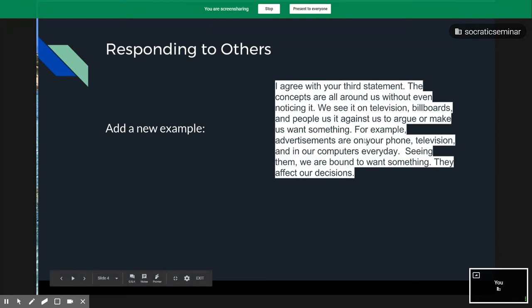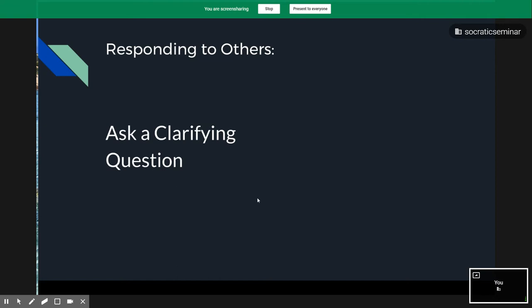That "for example" phrase is so important, especially when it's on these discussion boards. And try and add it from a different point of view. What haven't they thought about? Or here's something that happened to me that's very similar. So adding a new example is a really good response on a discussion board.